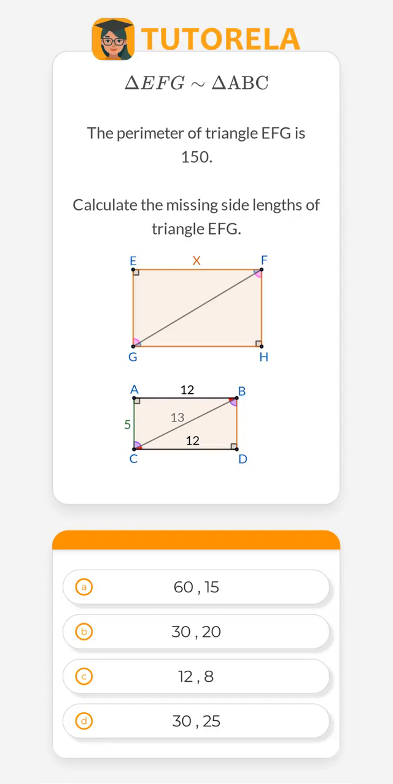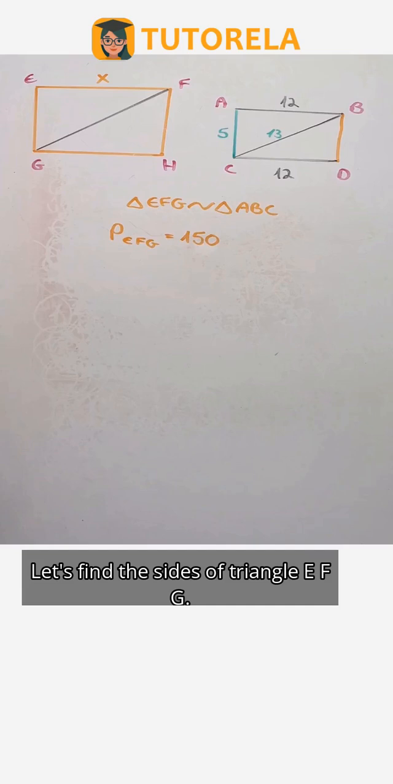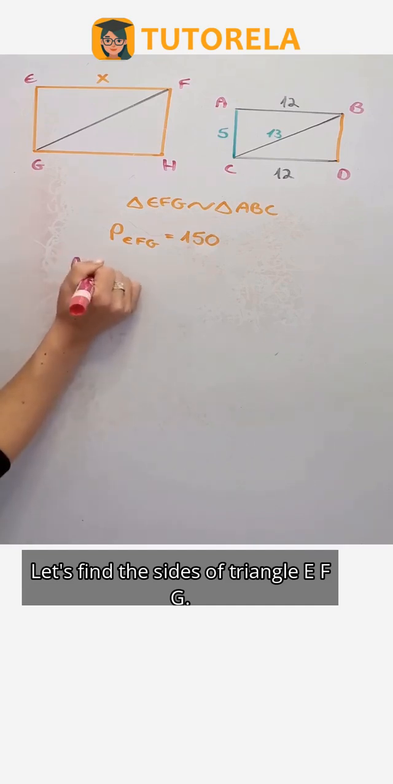The perimeters of triangle EFG and triangle ABC are similar. The perimeter of triangle EFG is 150. Calculate the missing side lengths of triangle EFG. Let's find the sides of triangle EFG.